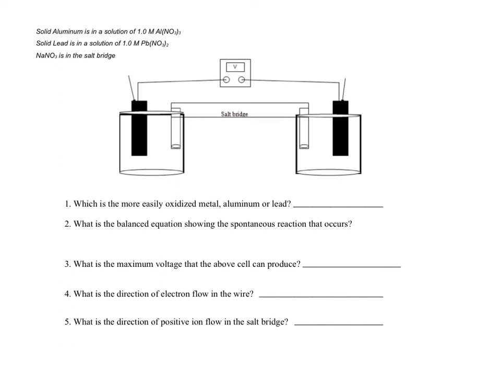So which is more easily oxidized, aluminum or lead? Well, we learned that aluminum is more easily oxidized. That's the charge that we flipped. Write the balanced equation showing the spontaneous reaction. I'm going to come back to that one. We figured out the maximum voltage by adding up our two cell potentials. We got 1.551. The direction of electron flow, so it always moves from the anode to the cathode, but we're going to be specific. We knew our anode was aluminum, our cathode was lead, so it flowed from aluminum to lead.